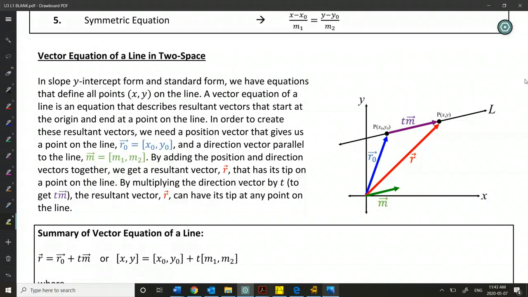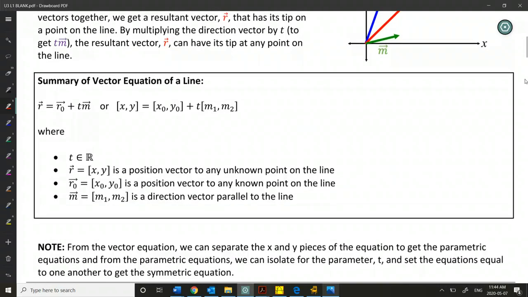As a visual here, you can see that if I have a position vector and I add it to some scalar multiple of our direction vector, I'll get a resultant vector which will go to any point on the line. The reason for this scalar is that we can scale our direction vector up and down, and that will result in another resultant vector, which will go out to another point on the line. So you can see how this generates infinitely many resultant vectors, which will go to all of the infinite different points on our line.